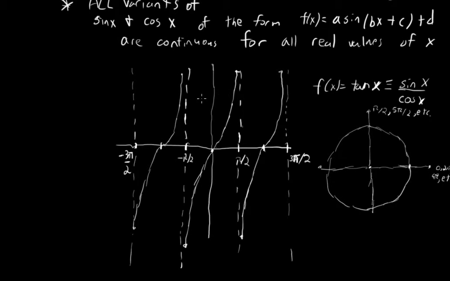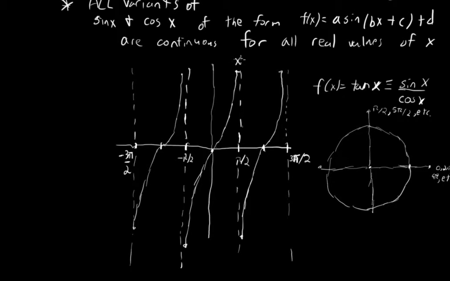Now we're going to look at the function f of x equals tangent of x, and hopefully you remember that tangent of x is defined as sine of x over cosine of x. And you can see here we have vertical asymptotes at every odd multiple of pi over 2. So even multiples of pi over 2 like 0 and pi, we're okay, but here we have infinite discontinuities at odd multiples of pi over 2.